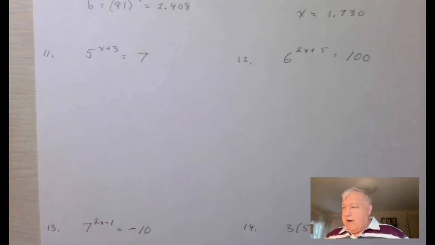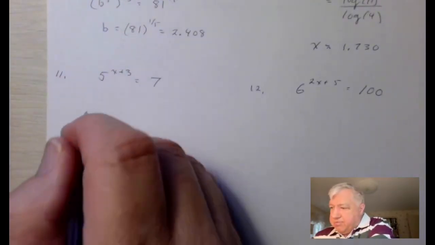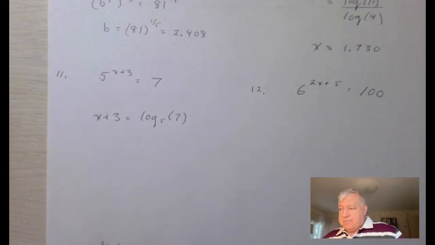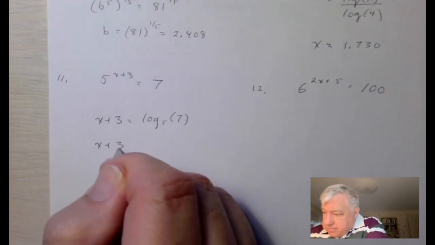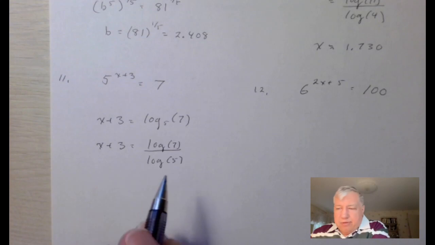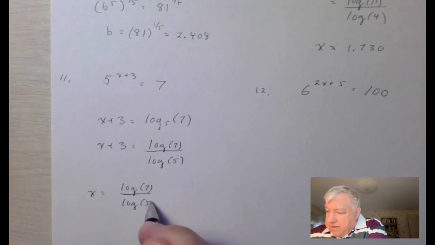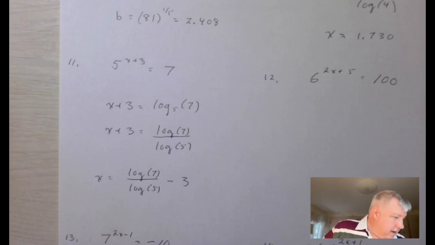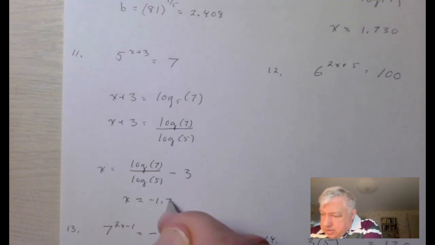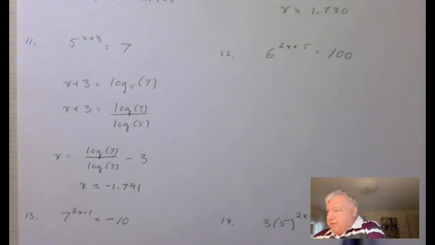Okay, 5 to the x plus 3 equals 7. It's almost like the last one, except instead of x we have x plus 3. X plus 3 is our exponent. So x plus 3 is the log base 5 of 7, which is the log of 7 divided by the log of 5. And we can subtract 3 from both sides, so we get the log of 7 divided by the log of 5 minus 3. And this turns out to be, I think, negative 1.791.